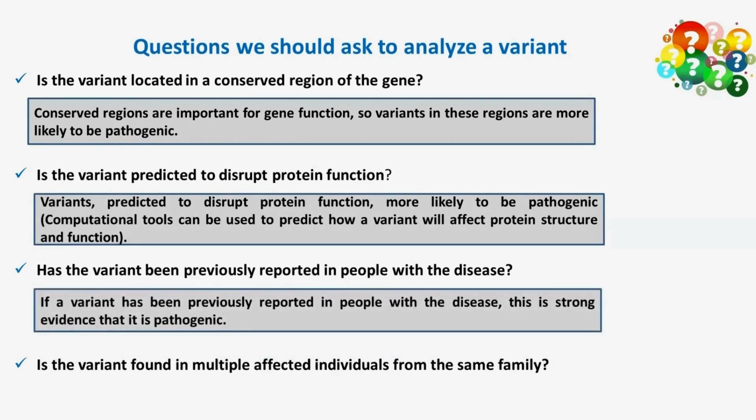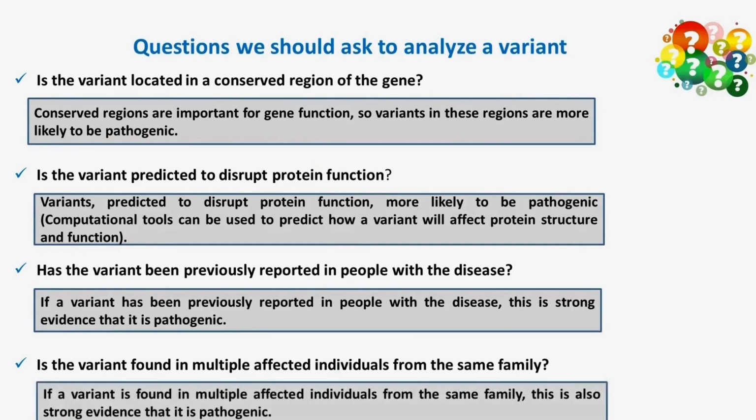Third, has the variant been previously reported in people with the disease? If yes, then it will be pathogenic. If a variant has been previously reported in people with the disease, this is strong evidence of pathogenicity. Then fourth comes, is the variant found in multiple affected individuals from the same family? If a variant is found in multiple affected individuals from the same family, this is strong evidence that this variant will be pathogenic.